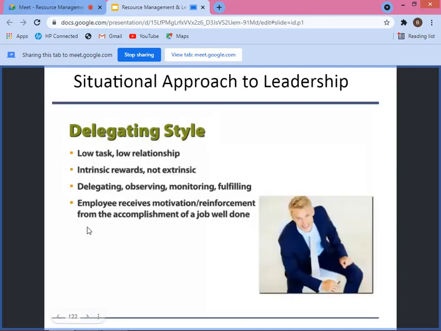Delegating style: low task, low relationship. This is leadership with intrinsic rewards, meaning more recognition, a pat on the back. Those are intrinsic, not extrinsic. Delegating, observing, monitoring, fulfilling. The employee receives motivation and reinforcement from the accomplishment of a job well done.